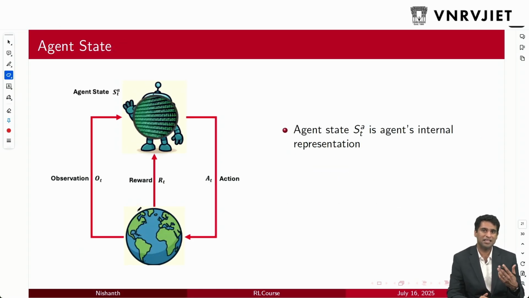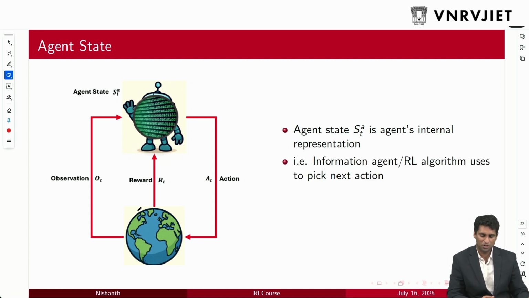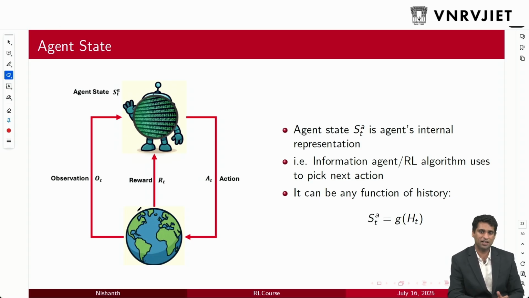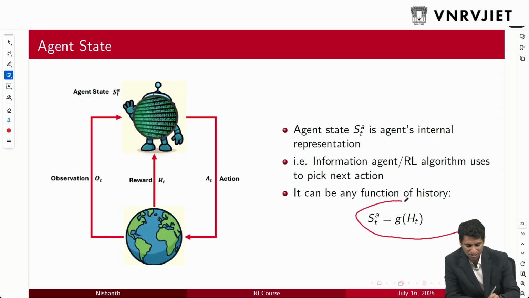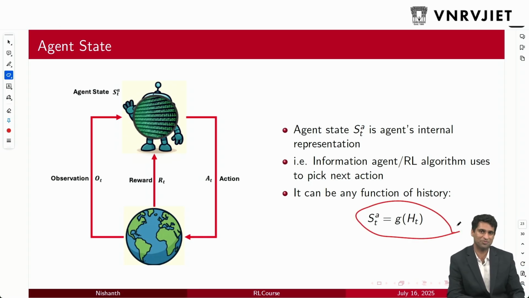Now, there is something else which is called the agent state, right? We can think of this as the internal representation of the state that the agent has. This state that an agent uses is basically the information that the agent has to pick its next action. So this could be very different from how the environment behaves, right? And again, the agent state can be some function of the entire history, right?